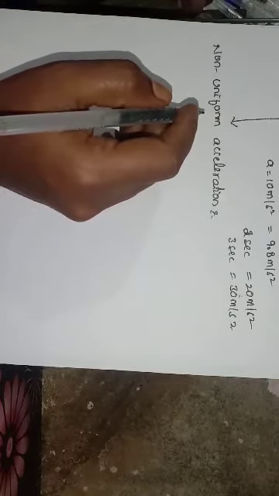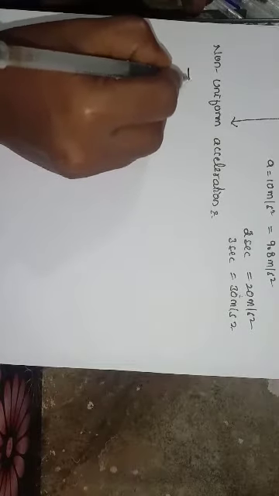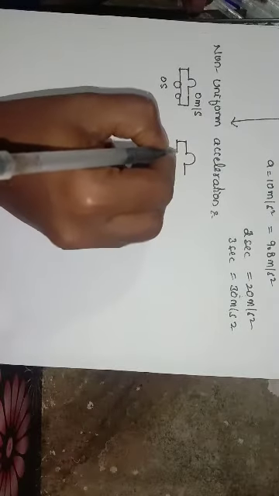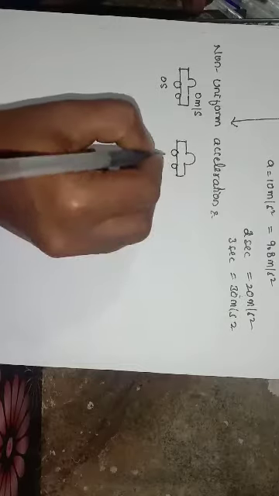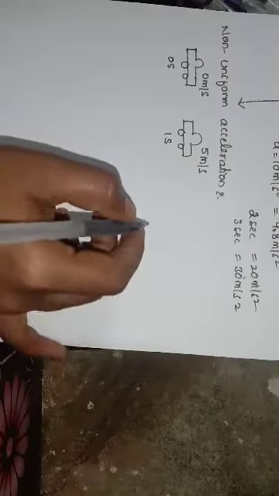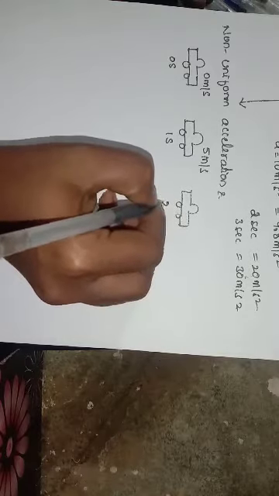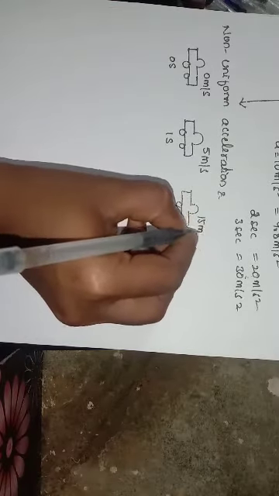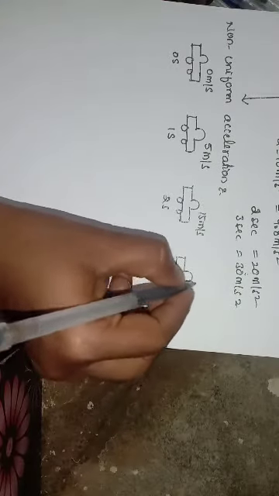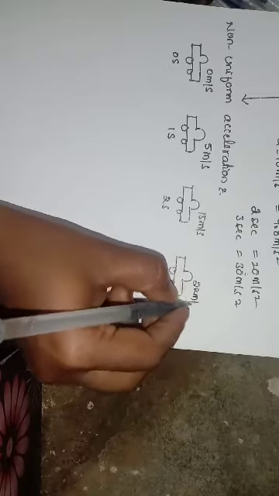Let us consider you are driving a car. At 0 seconds the speed of the car is 0 meter per second. After 1 second, your velocity is 5 meter per second. In the second second your speed is 15 meter per second. In the third second the speed is 22 meter per second.